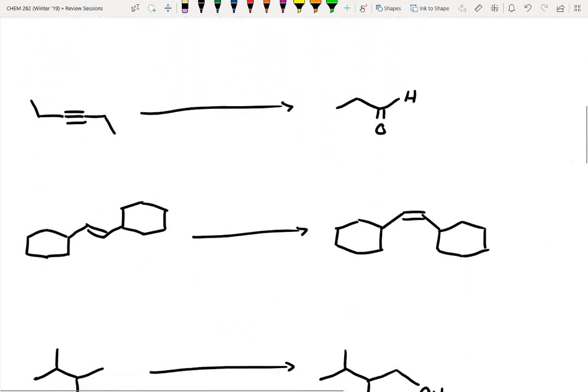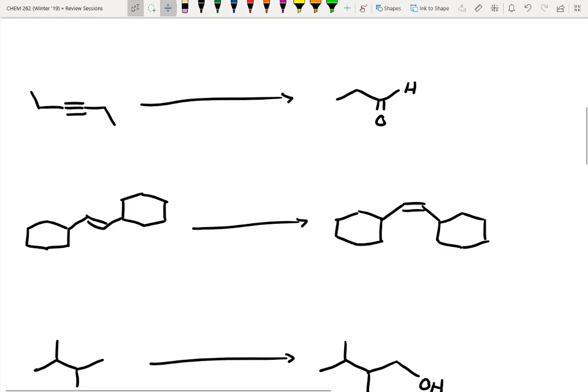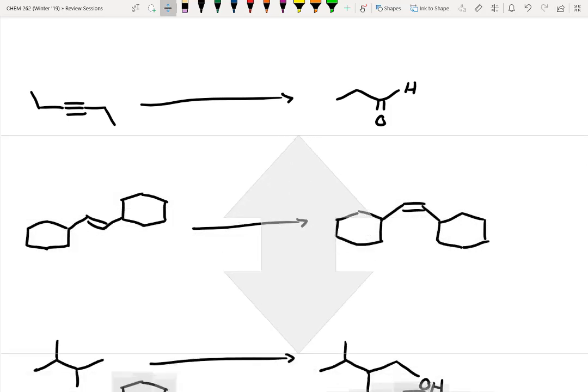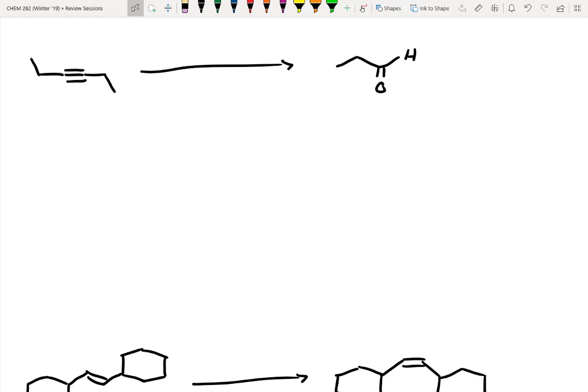All right, next one. Looks a little bit different. We're going from an alkyne to an aldehyde. So just like before, I like to count the number of carbons. In the starting molecule, we've got 6 carbons. However, in our final product, we only have 3. That gives us a big clue about what sort of reaction is occurring.